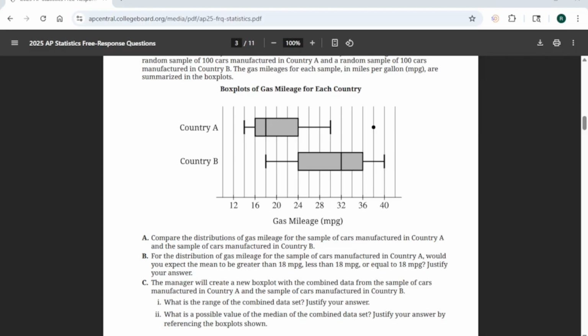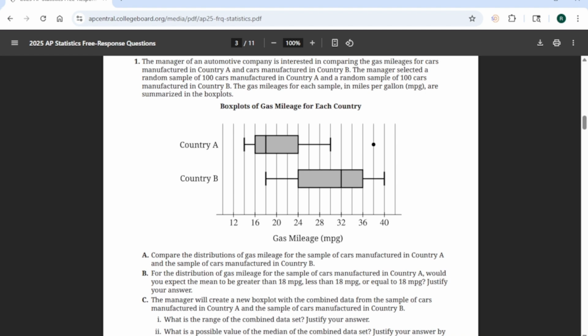All right, question 1 shows these box plots of gas mileage for cars manufactured in 2 different countries. And so we're going to look at these distributions and talk about them a little bit. Part A says to compare distributions for the cars manufactured in country A and the sample in country B.